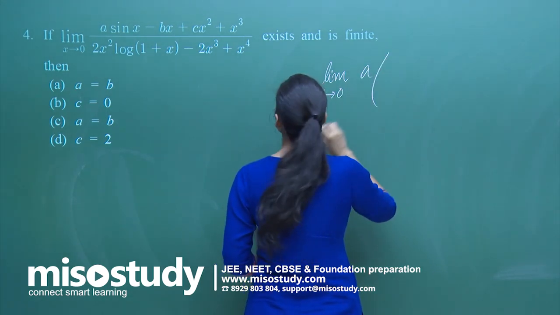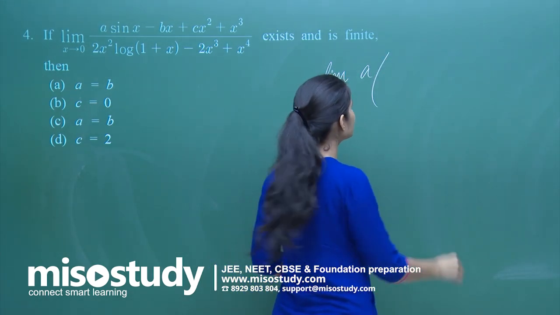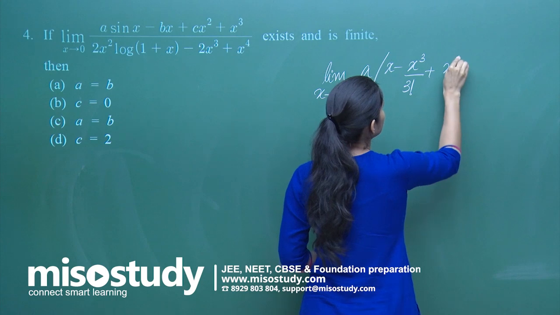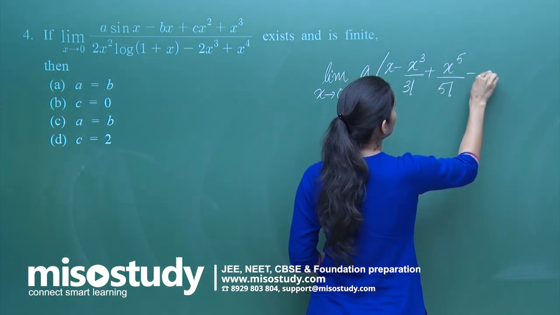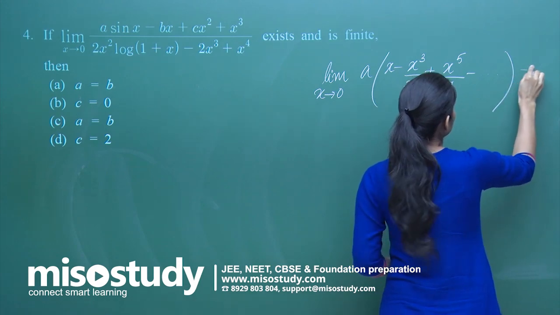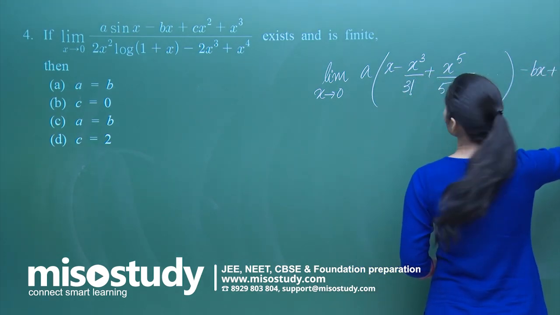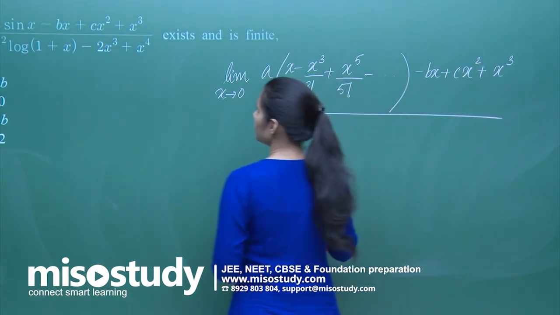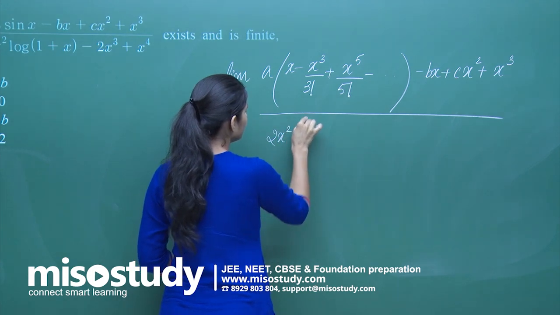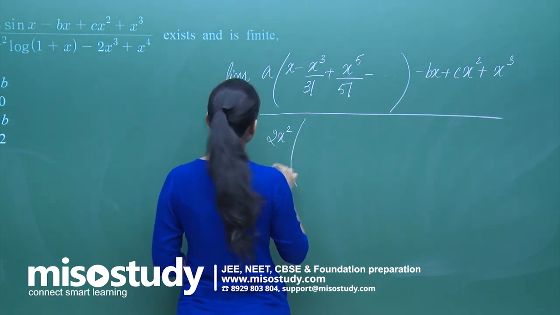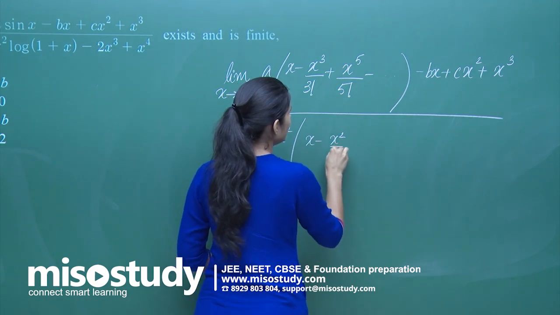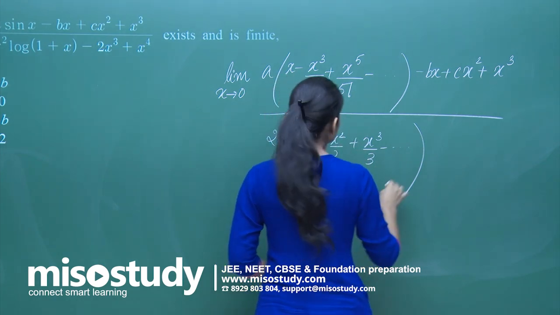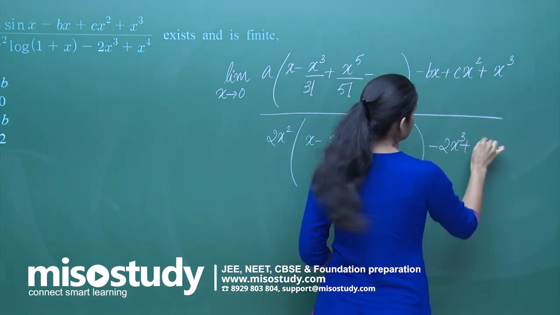This is sin x. I can just talk about the expansion of sin x. It is x minus x cubed by 3 factorial plus x to the power 5 by 5 factorial and so on. Minus bx plus cx square plus x cube, whole upon 2x square log of 1 plus x. Its expansion is x minus x square by 2 plus x cube by 3 and so on, minus 2x cube plus x to the power 4.